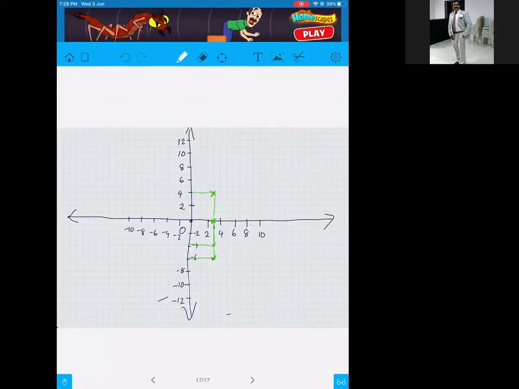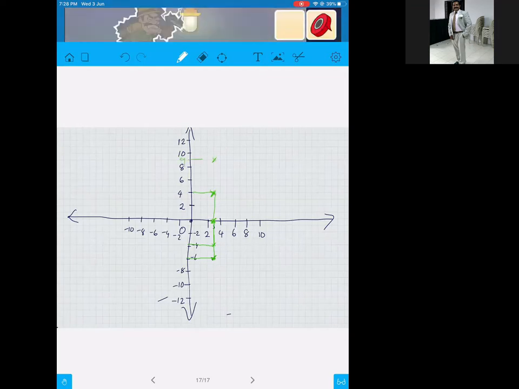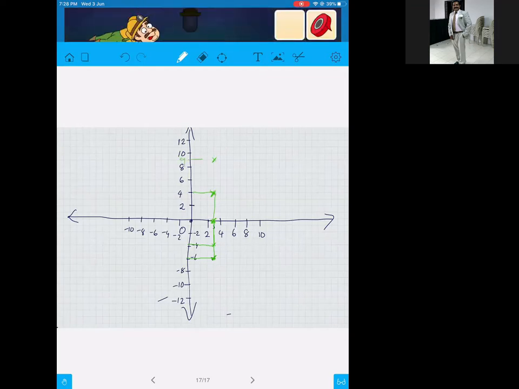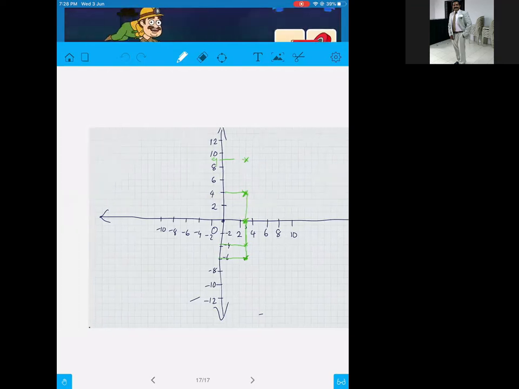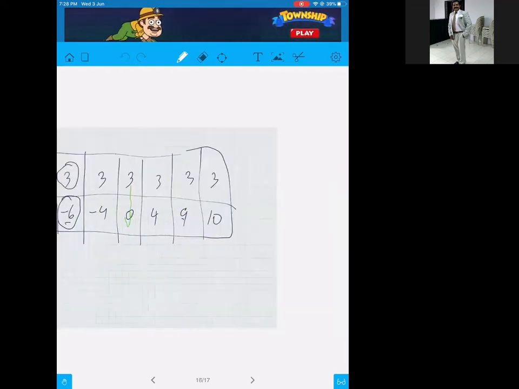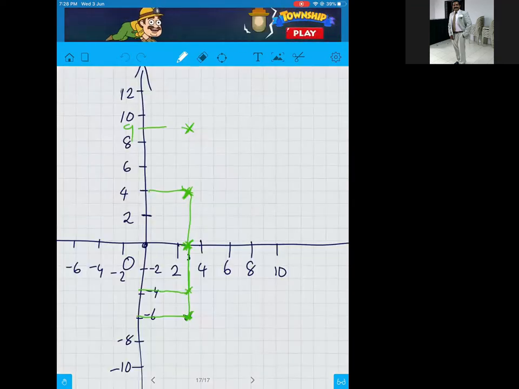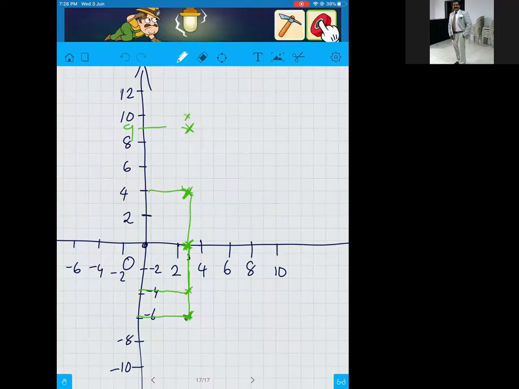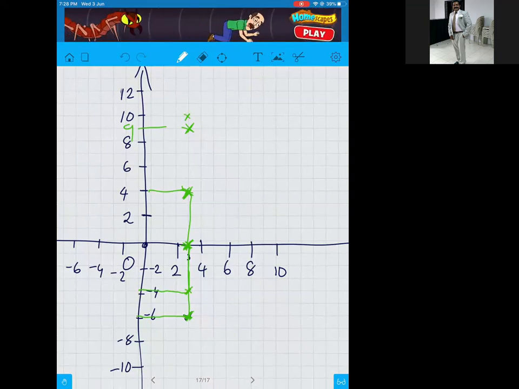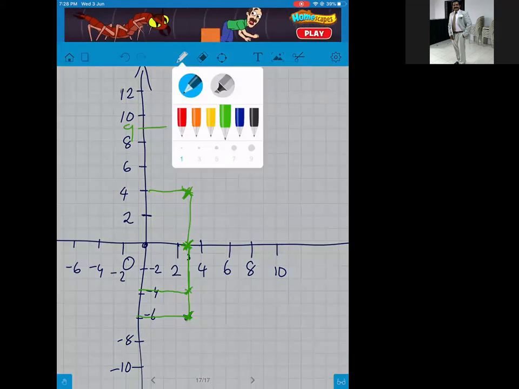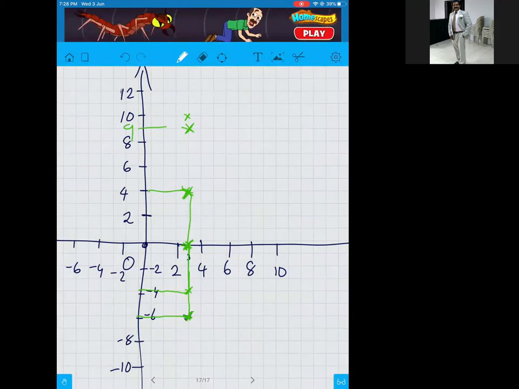When x is equal to this, it is 9. So 9 is in between 10 and 8, correct? So 9. Okay. Now, when x is equal to 3, that is 10. Okay. Then what we have to do? We need to join all these points.